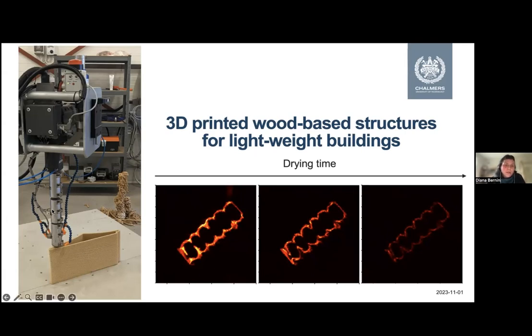You have these pellets which are made of cellulose and plastic, and then it's extruded, and then you print this layer by layer by layer. This material has been used for in-house use, but it would still be very interesting to understand how it behaves when it's exposed to water.